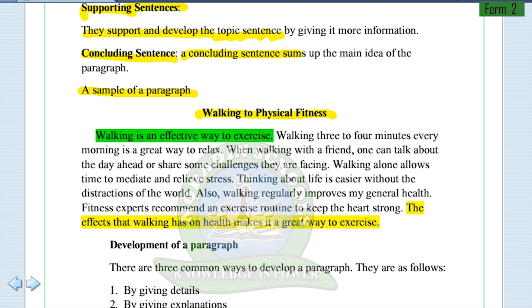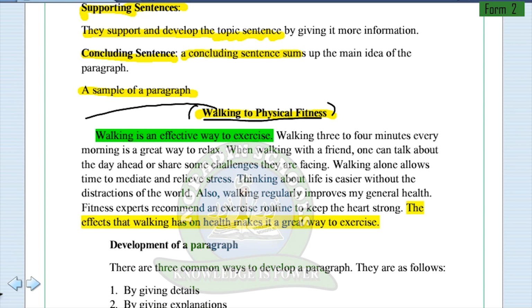Here we have walking to physical fitness. Maybe you are asking yourself, what type of physical? There are so many physical activities that you can do in order to stay healthy. Here, do you know what this is? Walking to physical fitness. The paragraph starts from here, but here we have also another thing. Here, walking to physical fitness.